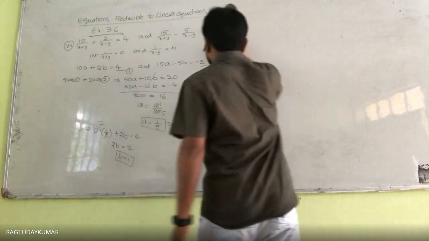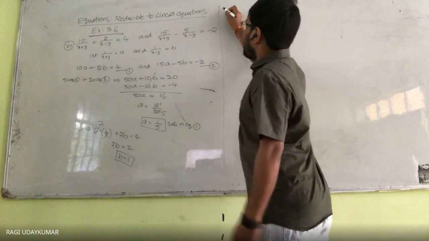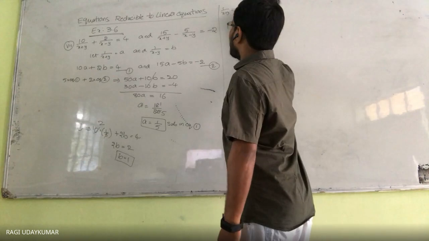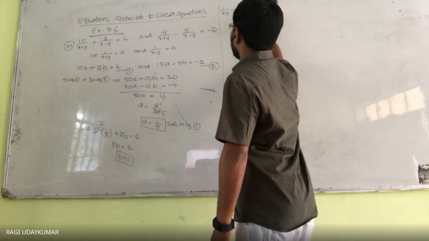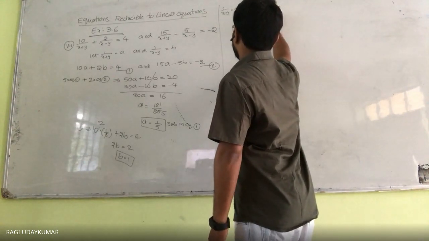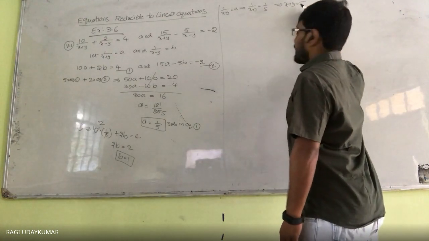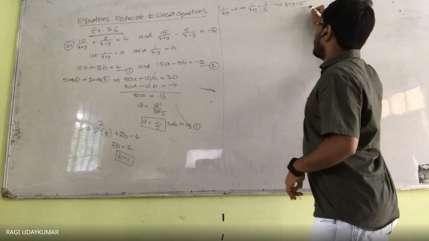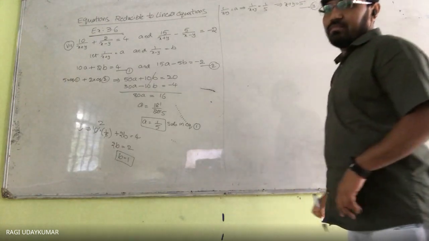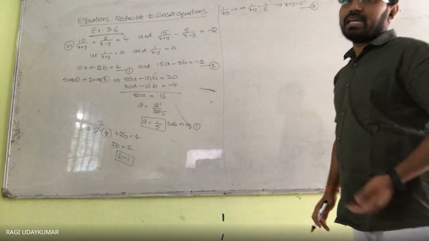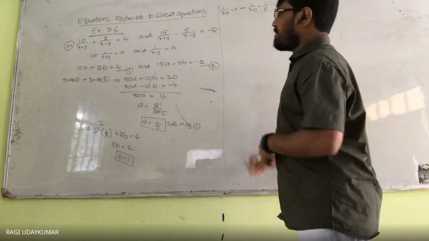Therefore, what we have considered there, 1 by x plus y is equal to a. This implies 1 by x plus y is equal to 1 by 5. This implies x plus y is equal to 5. This you consider as a third equation. Here we will not get x and y directly. We will get another two equations.